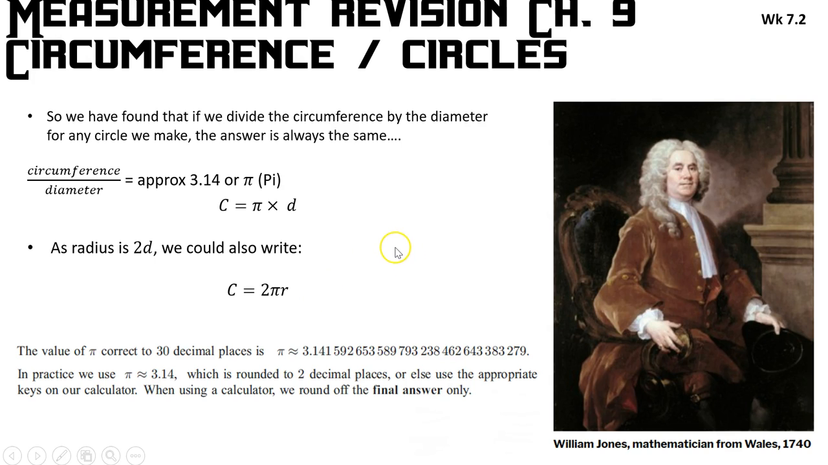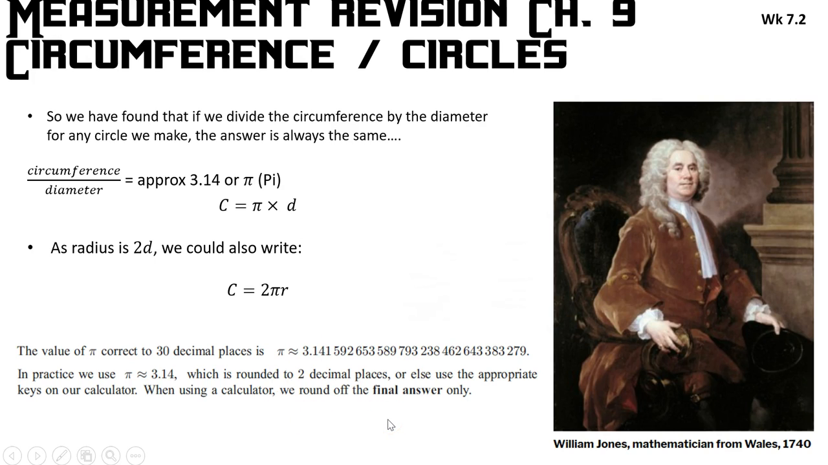The value of pi correct to 30 decimal places is as we show here. We can do it up to 100 and even more. It's an infinite number. In practice, we use approximately 3.14. It's good enough for everything we do, and this is rounded to 2 decimal places.